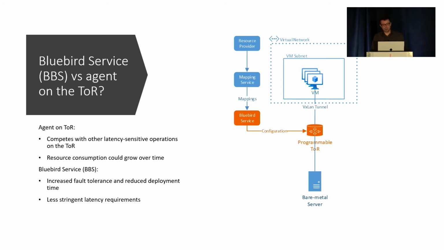So having removed the gateway and the edge device also meant that we needed an alternative way to host the SDN logic. Two alternatives were considered. One was an agent on the ToR and the other one a separate service. The agent on the ToR was discarded because it would compete for resources with latency sensitive operations on the ToR, and resource consumption would increase over time as requirements change. On the other hand, the service doesn't have any of these drawbacks and has the additional advantages of being more fault tolerant and having a reduced deployment time. And so we introduced this service that we named Bluebird service, BBS.